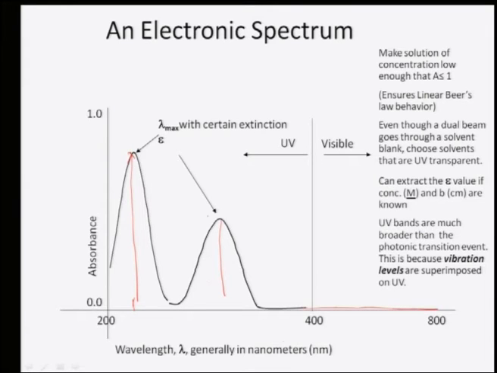the lambda, and so one can actually determine the epsilon, that is the molar absorptivities, by using these two different compounds. First of all, one can find out from these peaks what the exact transitions are. Normally, if you want to apply Beer's law for quantification, you need to use very small concentrations. And as I said, UV bands are broader than the visible ones, and therefore the vibrational levels are normally superimposed.